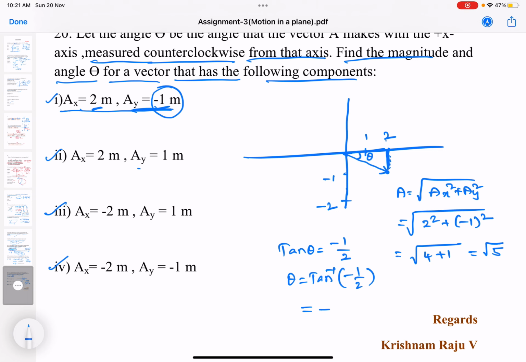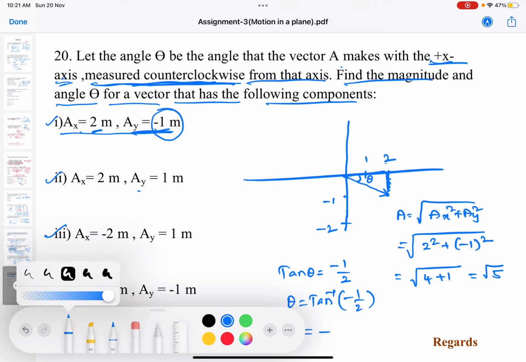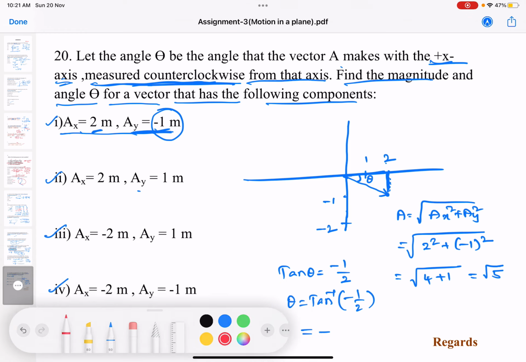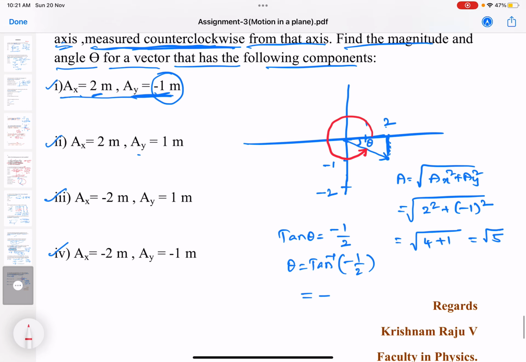But the angle theta means he asked to find the angle with reference to the positive x-axis, and it should be measured counterclockwise. So you should find the angle like this. I told you in the classroom how to do this question, so find out this angle, right?